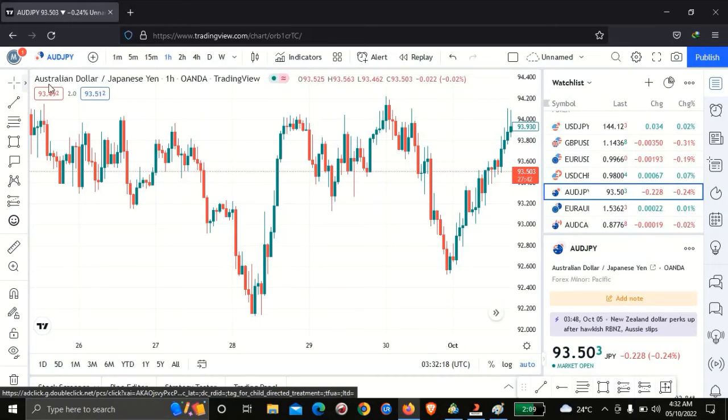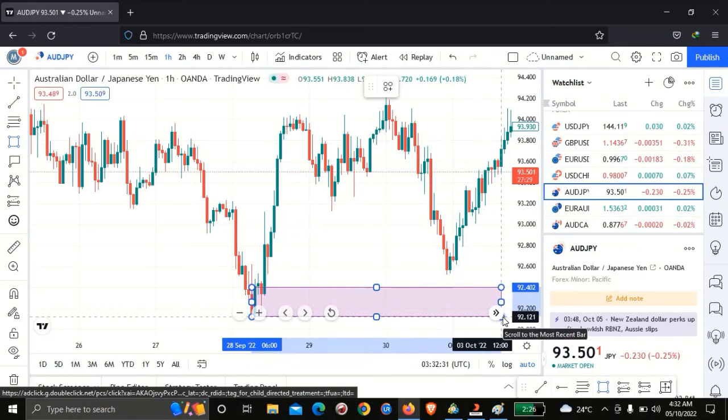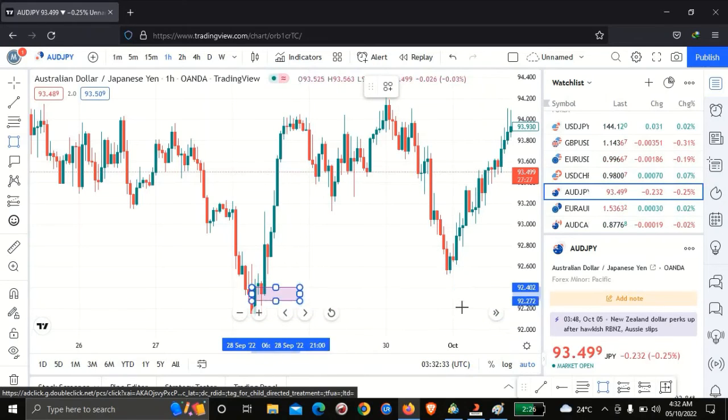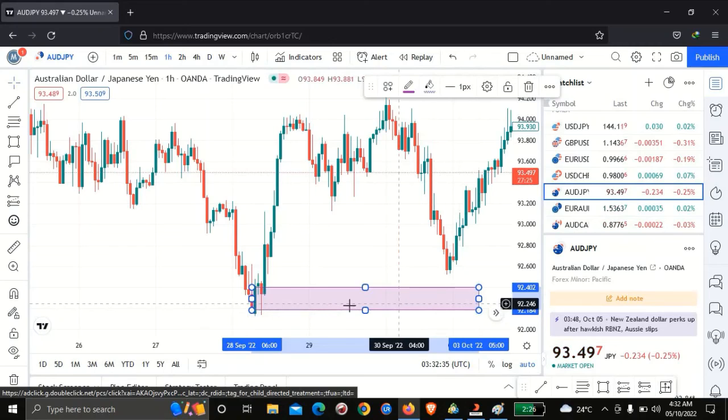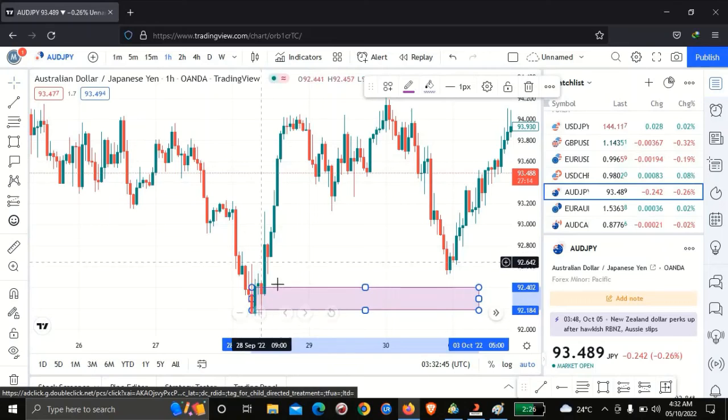I see something like this. I see this aggressive move to the upside, breaking structure. So this is our OB. This is our order block. This is our bullish order block. This is the last opposite candle that causes this aggressive move to the upside. So this is our bullish order block.